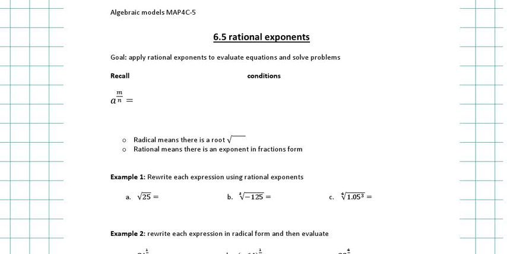Okay, so yesterday we talked about different patterns in exponents. We talked about exponents that have negative exponents. We talked about exponents with a fraction. So today we're going to put it all together. We're going to try to understand what that rational exponent is and how I can change it from rational to radical.